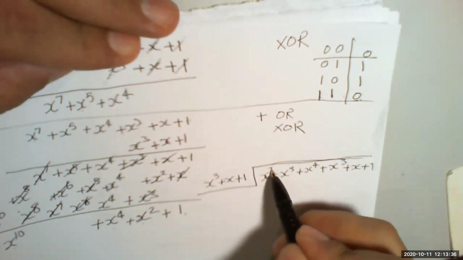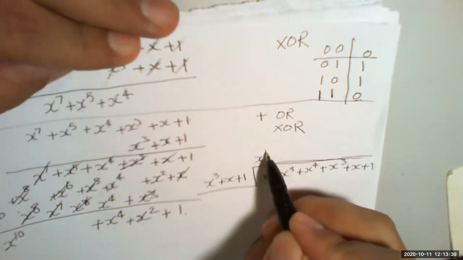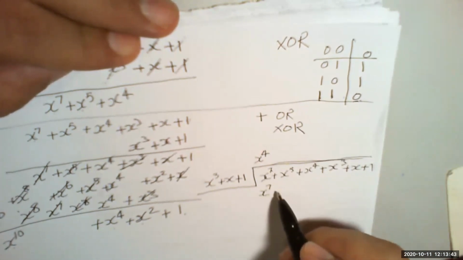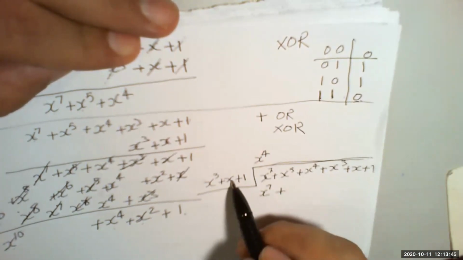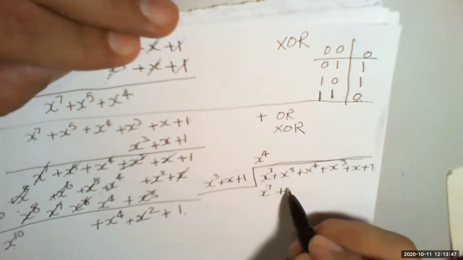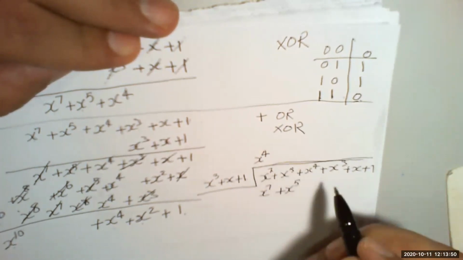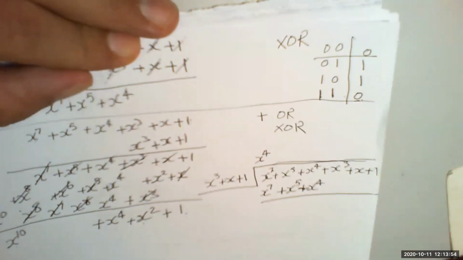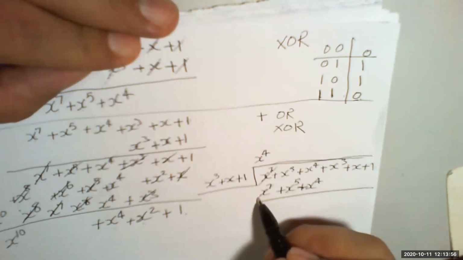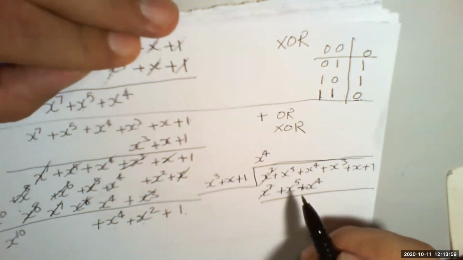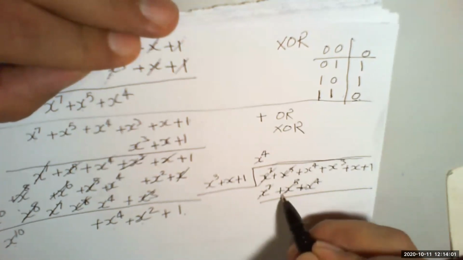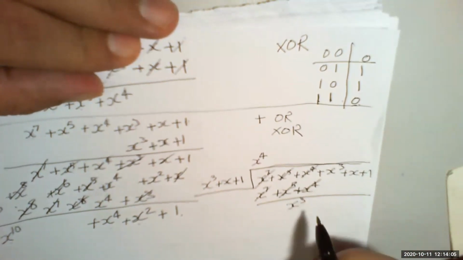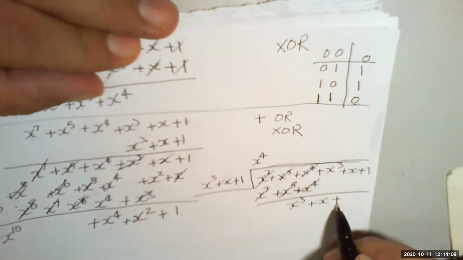To get x to the power 7, I should multiply by x to the power 4. So I get here x to the power 7 plus x to the power 5 plus x to the power 4. I sum them with XOR, so this is removed with this. Sum or subtract, no problem. So this one is removed with that. That one is removed with that. You have x to the power 3 plus x plus 1.